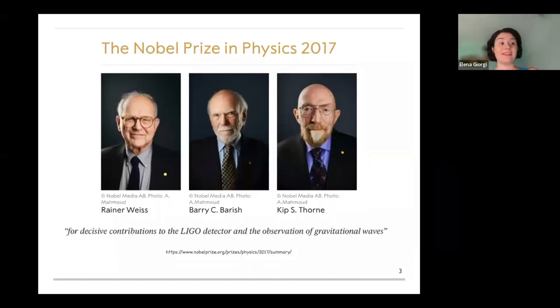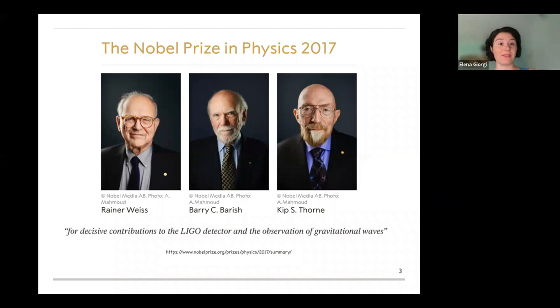The first indirect observation of black holes was through the detection of gravitational waves by the LIGO interferometers in the United States, in Washington and Louisiana, in 2015. That was the first detection, and it resulted in the awarding of the Nobel Prize in Physics 2017 to these three gentlemen, Rainer Weiss, Barry Barish, and Kip Thorne. As you see, the Nobel committee's mention is for their decisive contribution to the LIGO detector and the observation of gravitational waves.